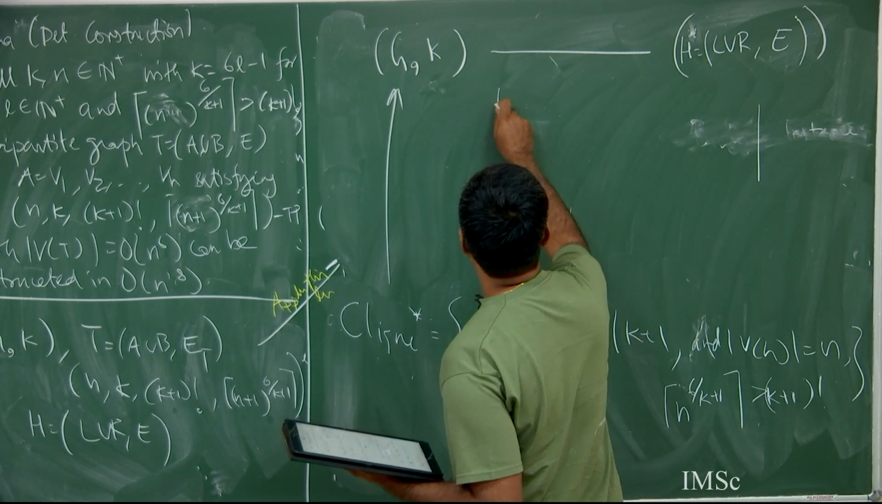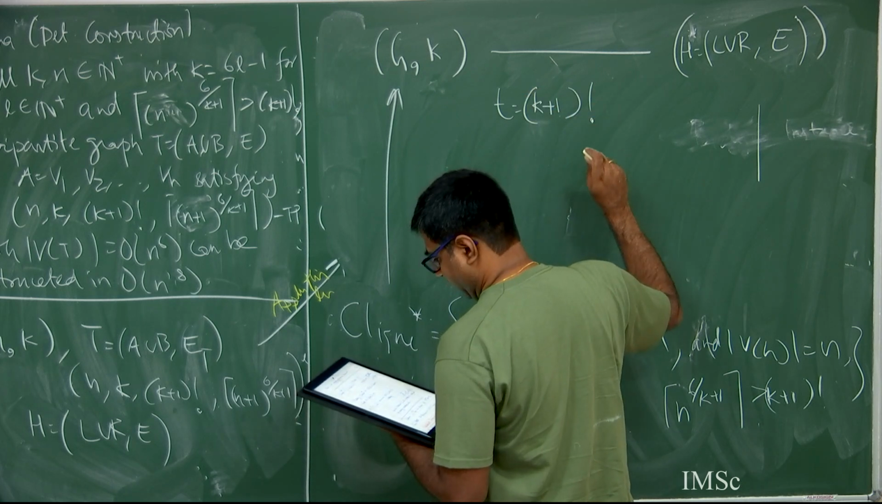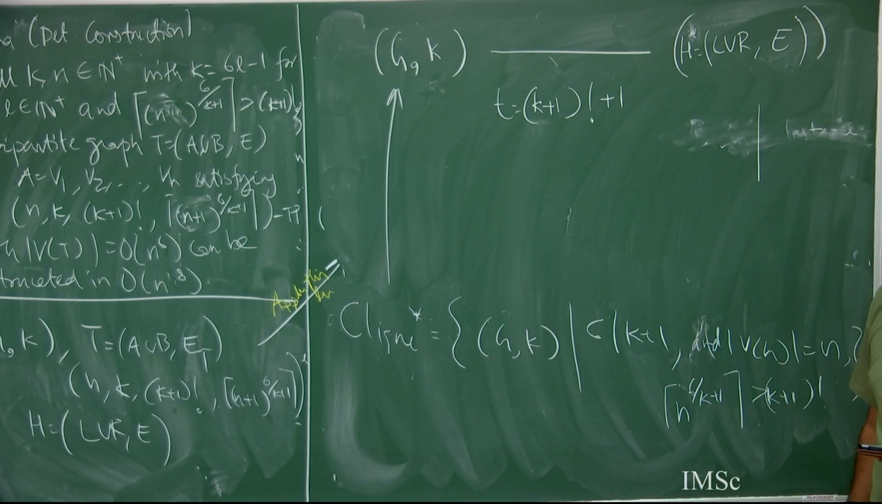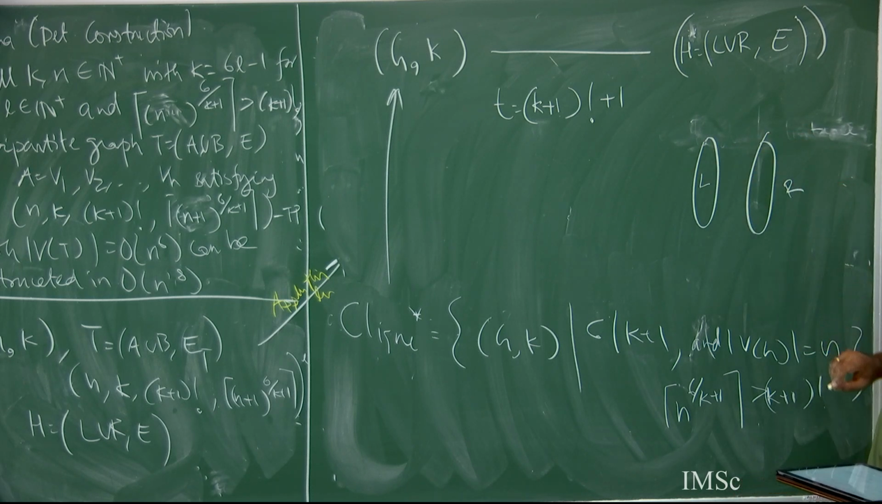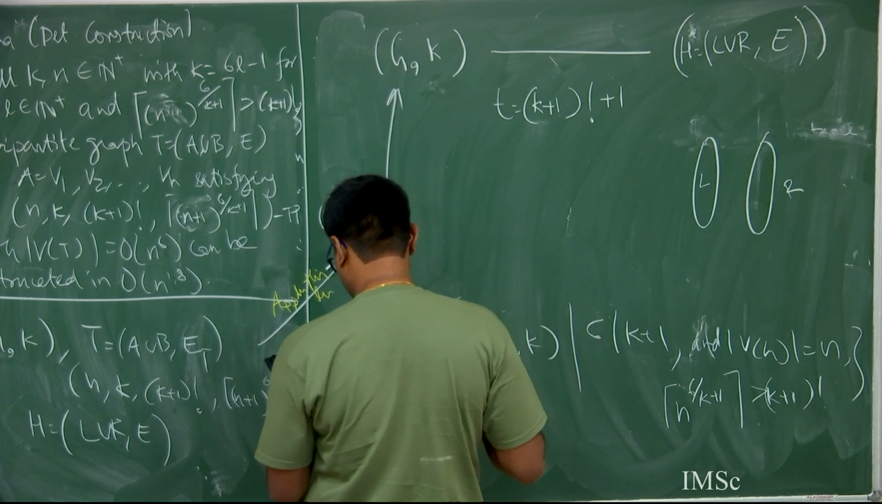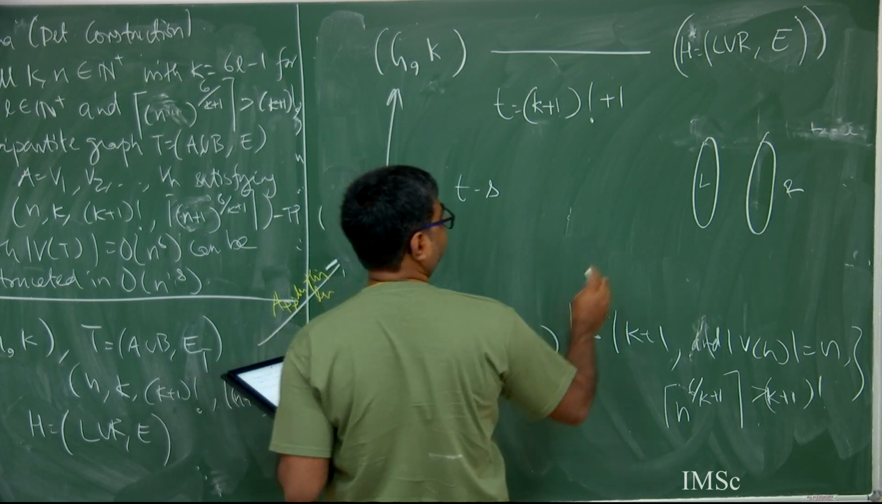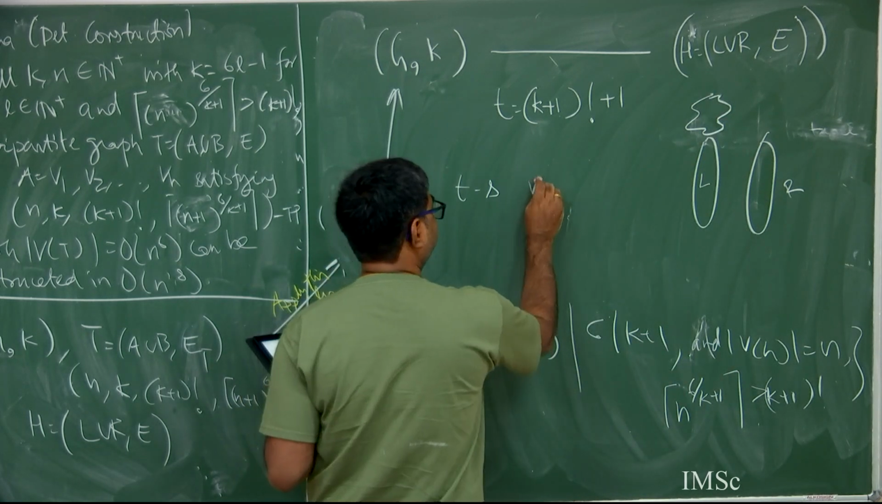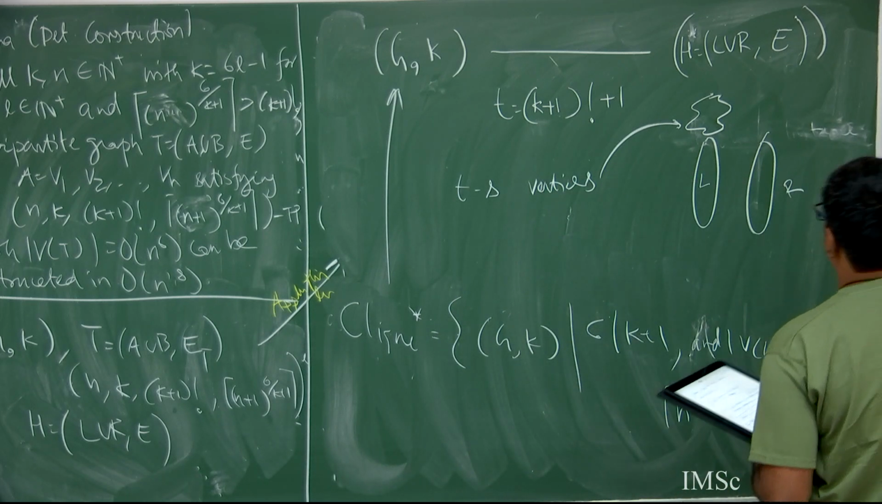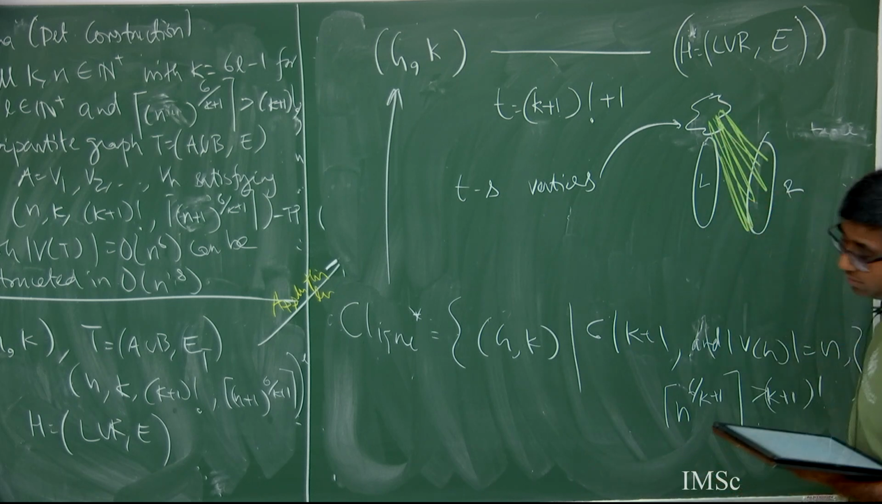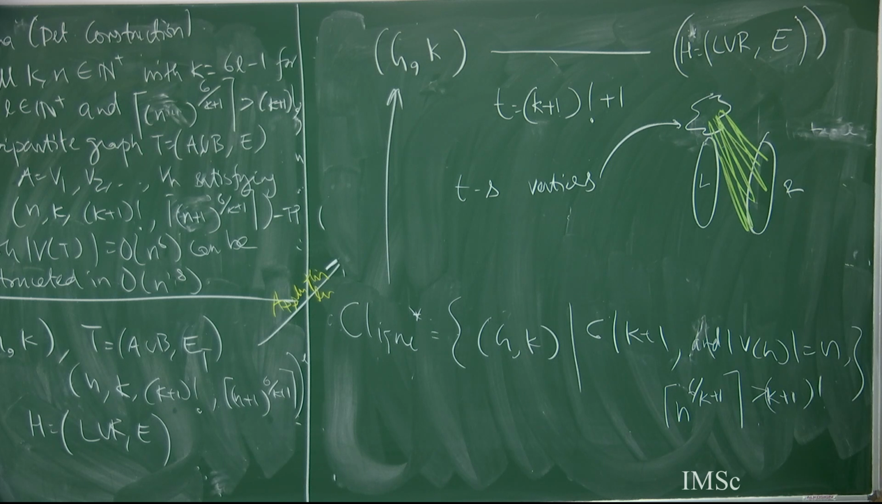I'm going to set T as (k+1) factorial plus 1, some number. T is not anywhere; I have fixed this, okay? So how does this look? I have L, I have R. This is a bipartite graph. What I do is I take T minus S vertices here, make them adjacent to everybody. There's a complete bipartite graph here. Okay? I will tell you why.